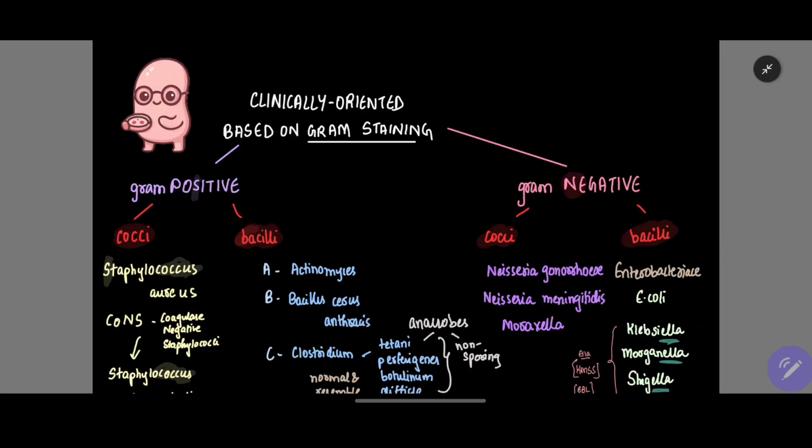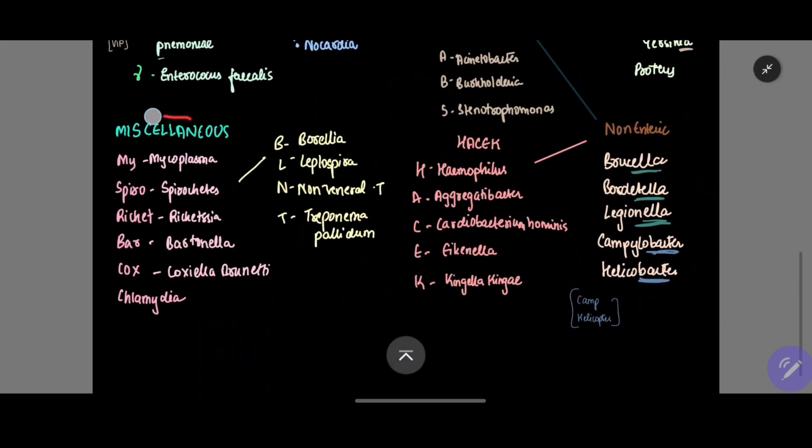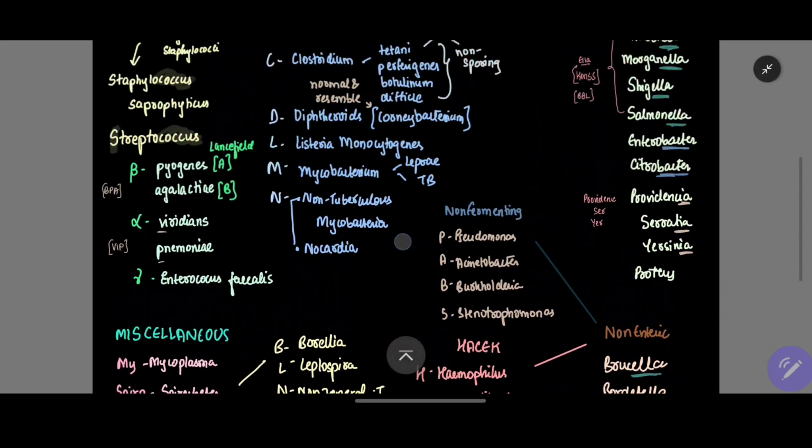I'm Aisha, and in today's video we are going to discuss how to memorize the clinically oriented classification of bacteria, which is based on its gram staining. So based on gram staining, bacteria is classified into gram positive and gram negative, and then there are miscellaneous bacteria that do not typically take up the gram stain, and thus we cannot put them under positive or negative. They do not take up the stain because they might have a specialized cell wall, or they may lack a cell wall like mycoplasma, or they may take up different stains except gram stain.